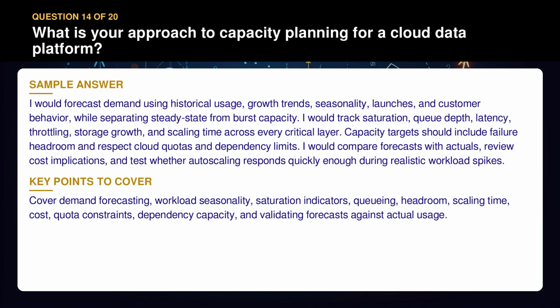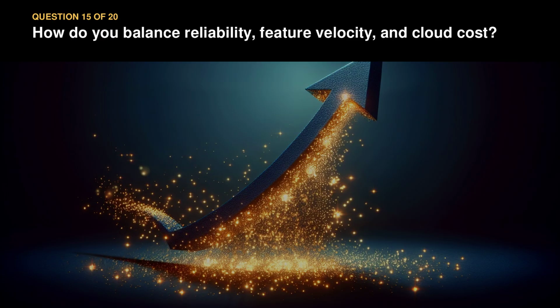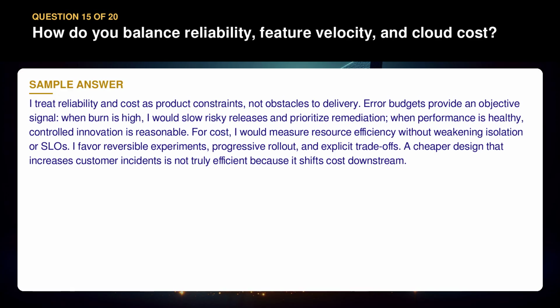actual usage. Question 15. How do you balance reliability, feature velocity, and cloud cost? I treat reliability and cost as product constraints, not obstacles to delivery. Error budgets provide an objective signal. When burn is high, I would slow risky releases and prioritize remediation. When performance is healthy, controlled innovation is reasonable.